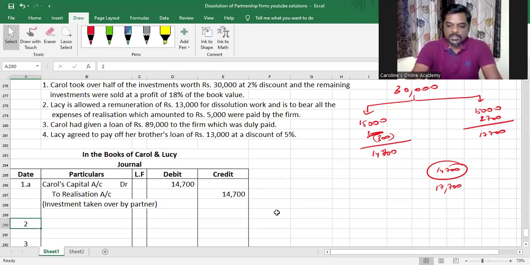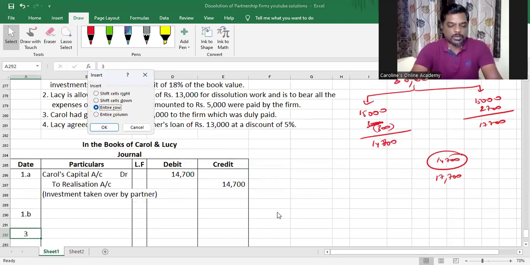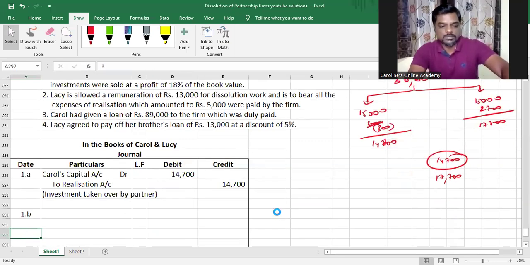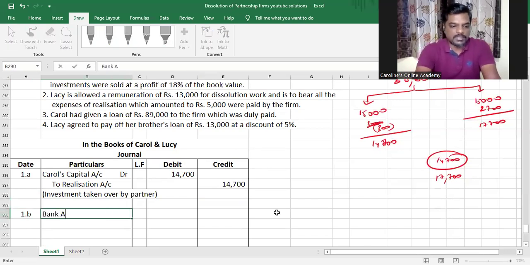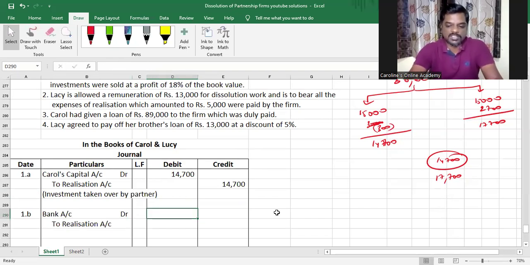Second would be the amount of investment sold, and that will be what, my dear children? 17,700. The journal entry is bank account debit to realization account. So when you sell investment, bank account is debited, right? So it will be bank account debit to realization account, and that will be 17,700.